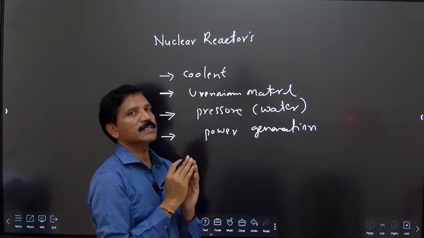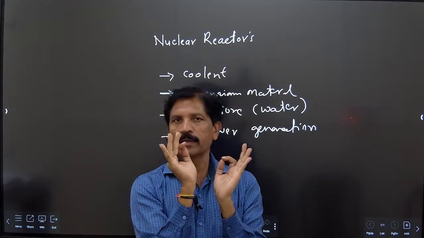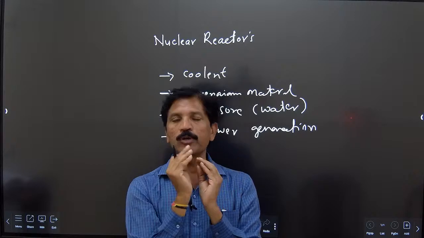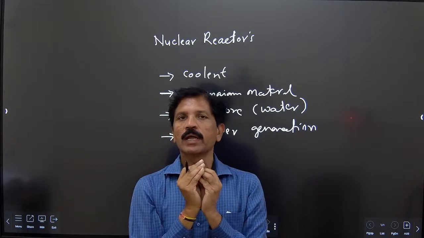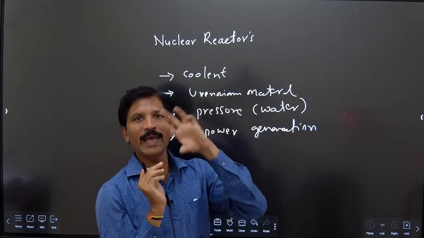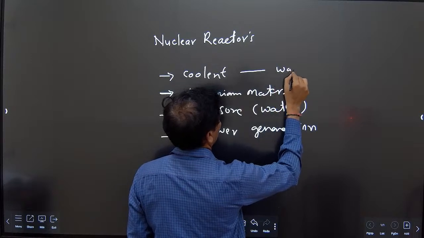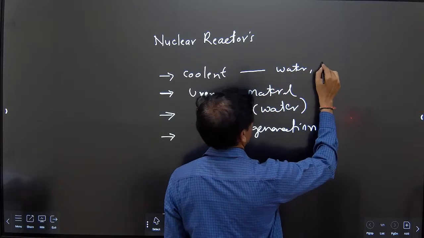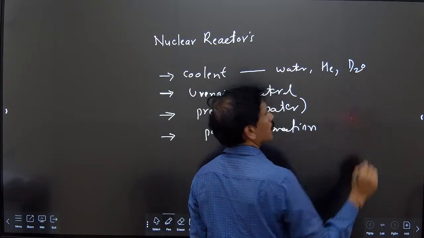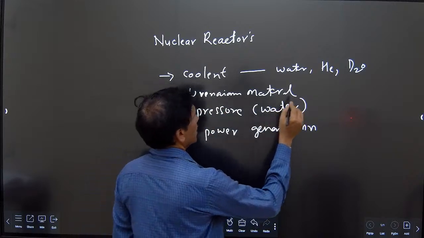So, coolant, in the sense that already we know water is the coolant utilized, water can be utilized, and helium gas can be utilized, and next one is D2O. Okay. So, D2O light, D2O heavy, two classifications. So, one is water coolant, second one is helium as a coolant, next one is D2O, heavy water, light water and heavy water.